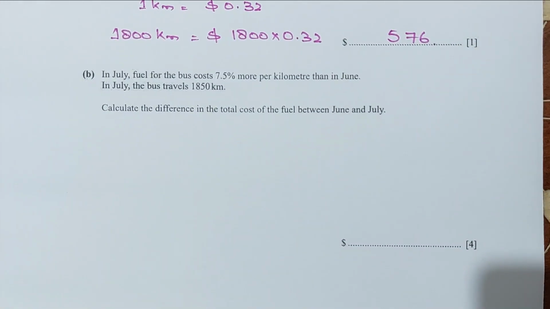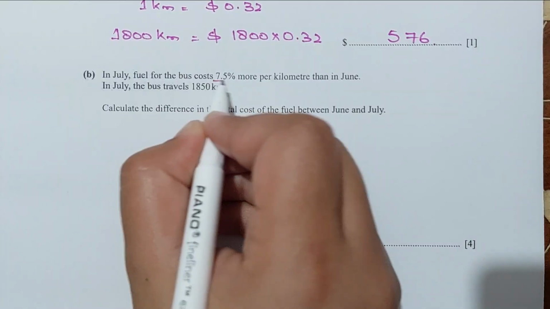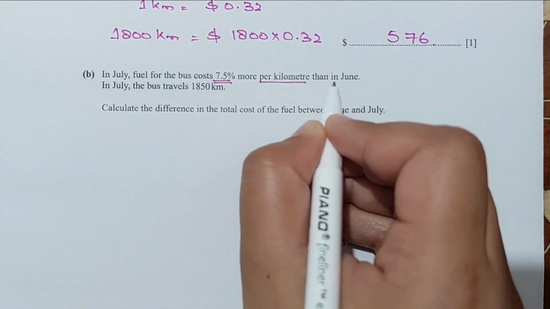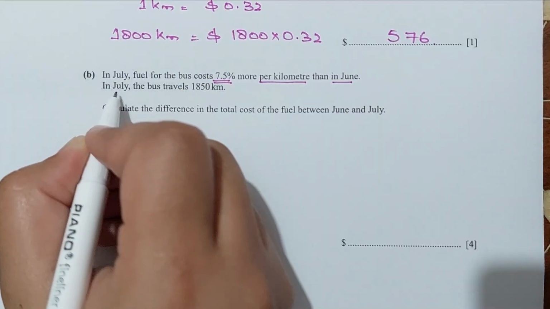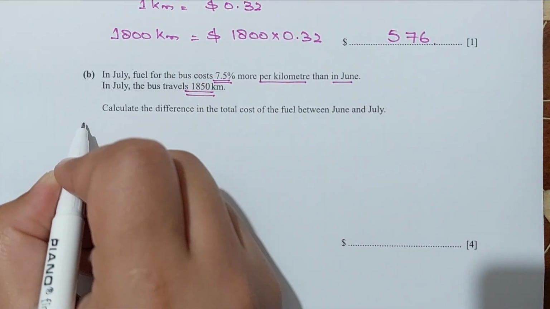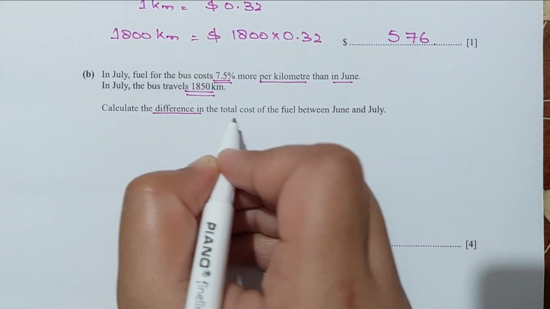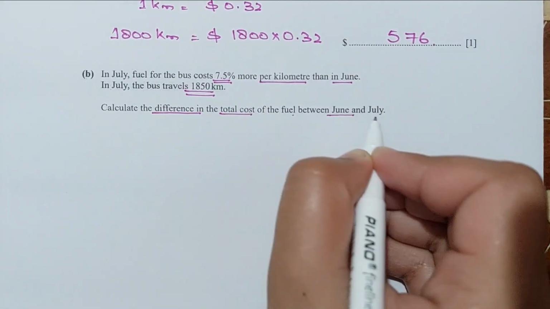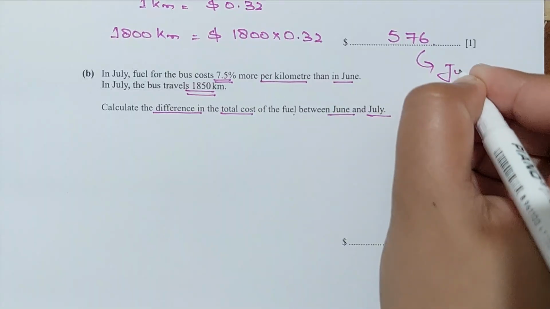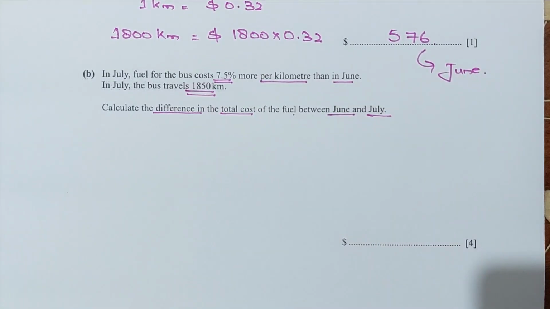Part B, in July, fuel for a bus cost 7.5% more per kilometer than in June. In July, the bus travels 1,850 kilometers. Calculate the difference in the total cost of fuel between June and July. So this is for June. Let me find out for July and then subtract it.